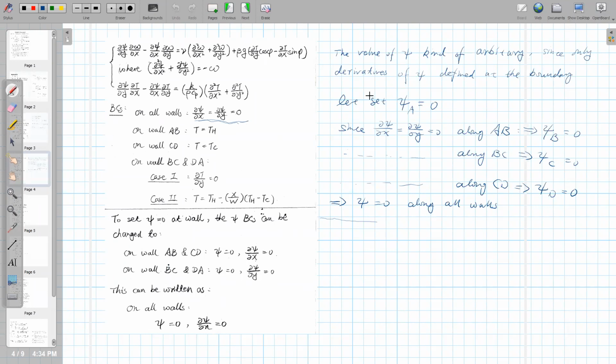So basically what we're doing here is that we have this governing equation, we have this temperature boundary condition, and we will have this new psi boundary condition for the stream function.